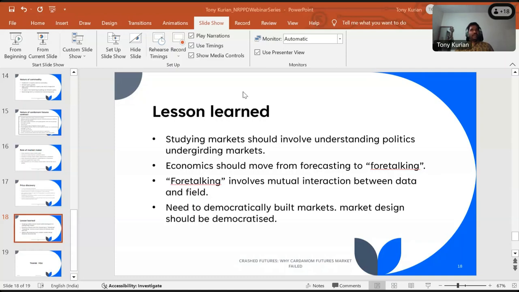because for one thing, this model is definitely not working. The model of taking all the commodities to the national exchanges is definitely not working. Perhaps there is some case for the markets to be happening at the regional level.